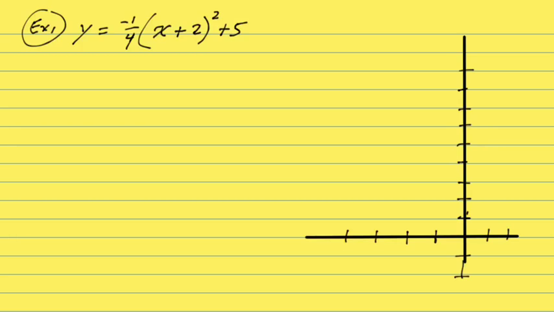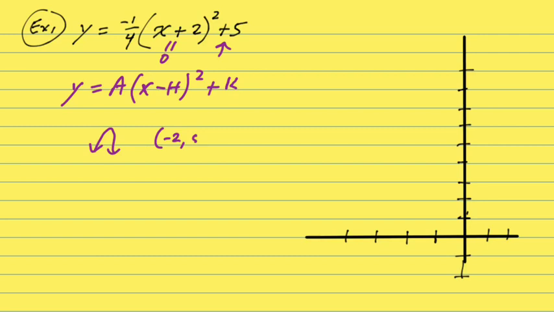Okay, we're going to look at example number 1. Again, this is y equals a, x minus h, quantity squared plus k. Because a is negative, that means it's going to open downward. H is whatever makes this equal 0, so that's negative 2, comma, k is 5. So your vertex is going to be at negative 2, 5, somewhere around here. Negative 2, 5. And it's going to open downward.